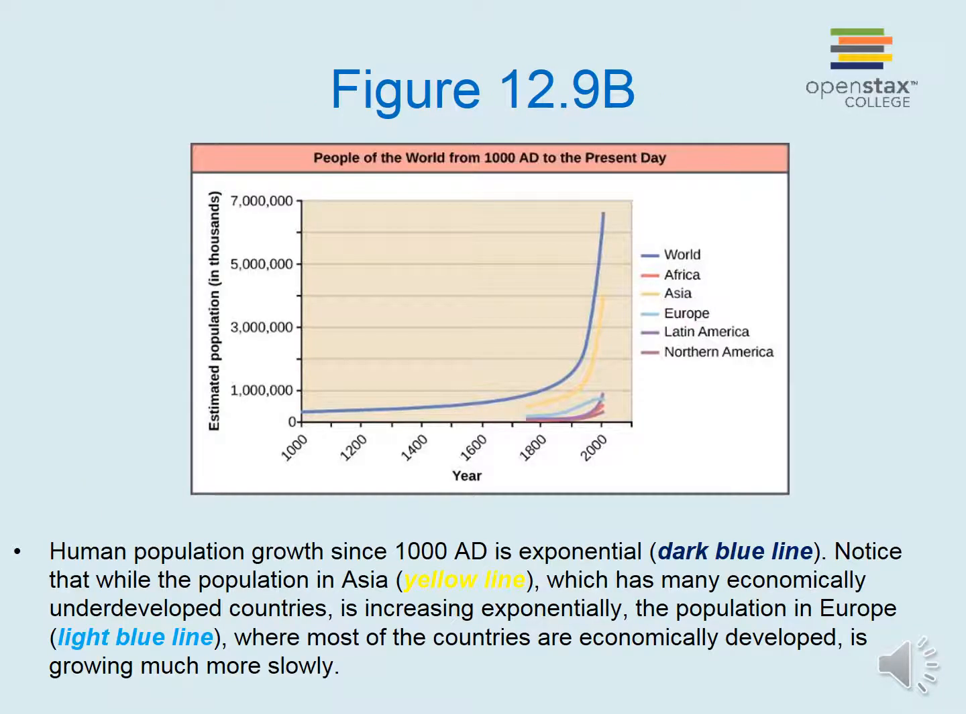Human population growth since 1000 AD is exponential, as represented by the dark blue line. Notice that while the population in Asia, represented by the yellow line, which has many economically underdeveloped countries, is increasing exponentially, the population in Europe, represented by the light blue line, where most of the countries are economically developed, is growing much more slowly.